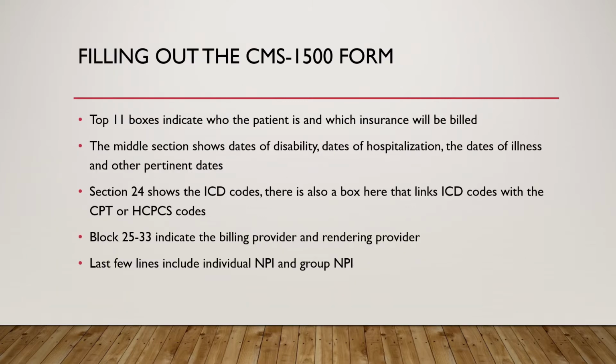Filling out the CMS 1500 form. The top 11 boxes indicate who the patient is and which insurance will be billed. The middle section shows dates of disability, dates of hospitalization, the dates of illness, and other pertinent dates. Section 24 shows the ICD codes. There's also a box here that links ICD codes with the CPT or HCPCS codes. Blocks 25 through 33 indicate the billing provider and rendering provider, and the last few lines include individual NPI and group NPI.